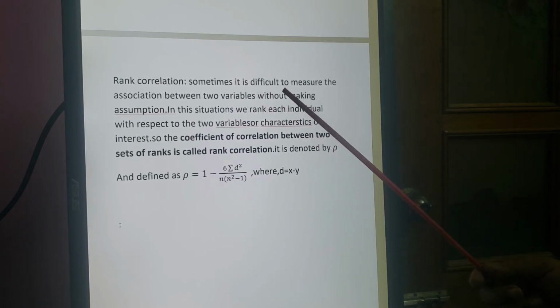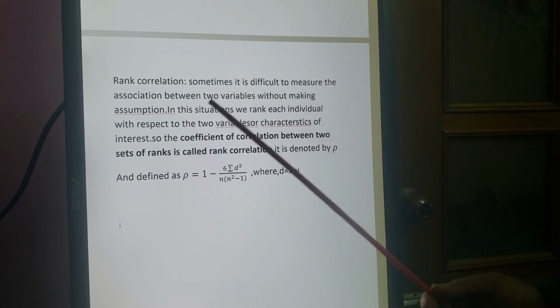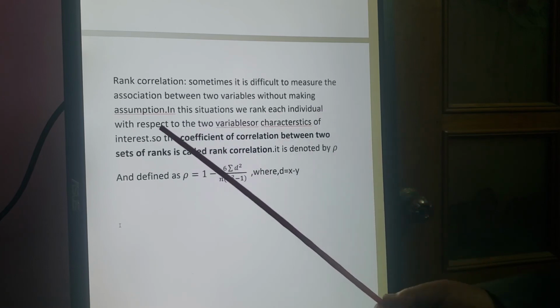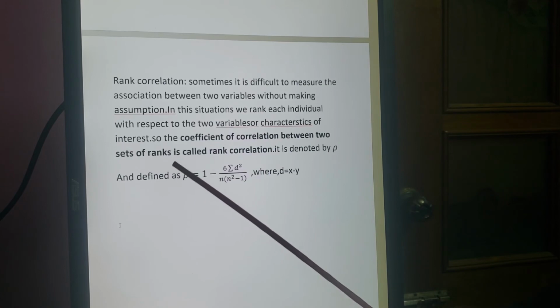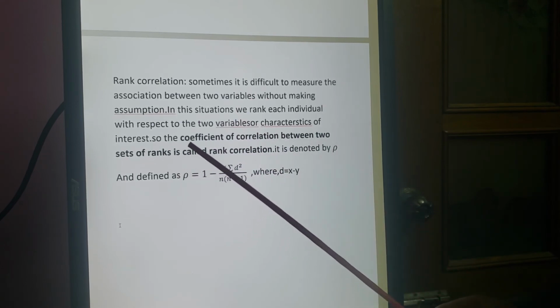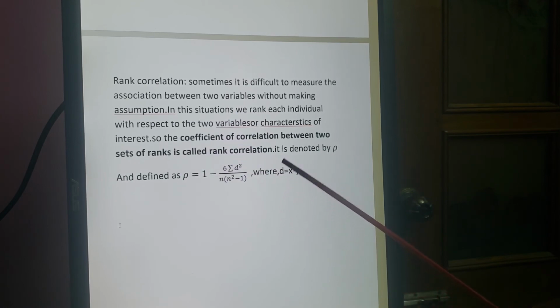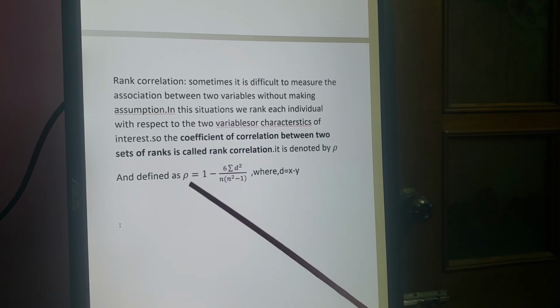Okay, sometimes it is difficult to measure the association between two variables without making assumptions. In this situation, we rank each individual with respect to the two variables or characteristics of interest. So the coefficient of correlation between two sets of rank is called rank correlation. So what is rank correlation? Coefficient of correlation between two sets of rank is called rank correlation. It is denoted by rho, not p.